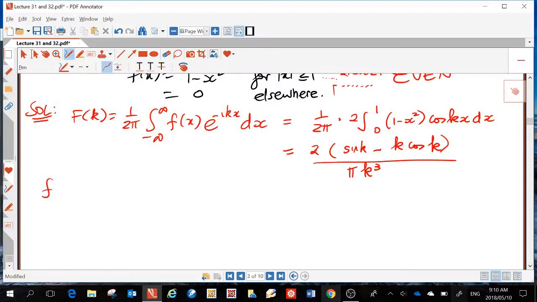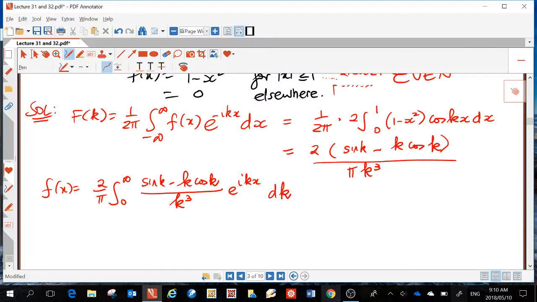And then you can write f of x will be 2 over pi integral 0 to infinity sine k minus k cos k over k cubed e to the I kx dk. That will be the function. And this will become 1 minus x squared if absolute x is less than or equal to 1. It will become 0 elsewhere.